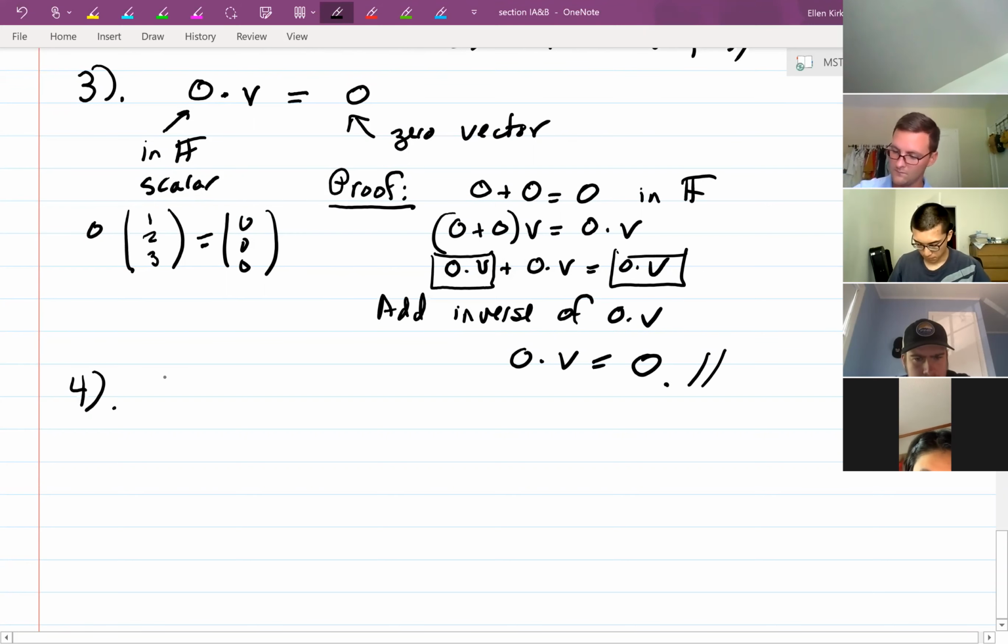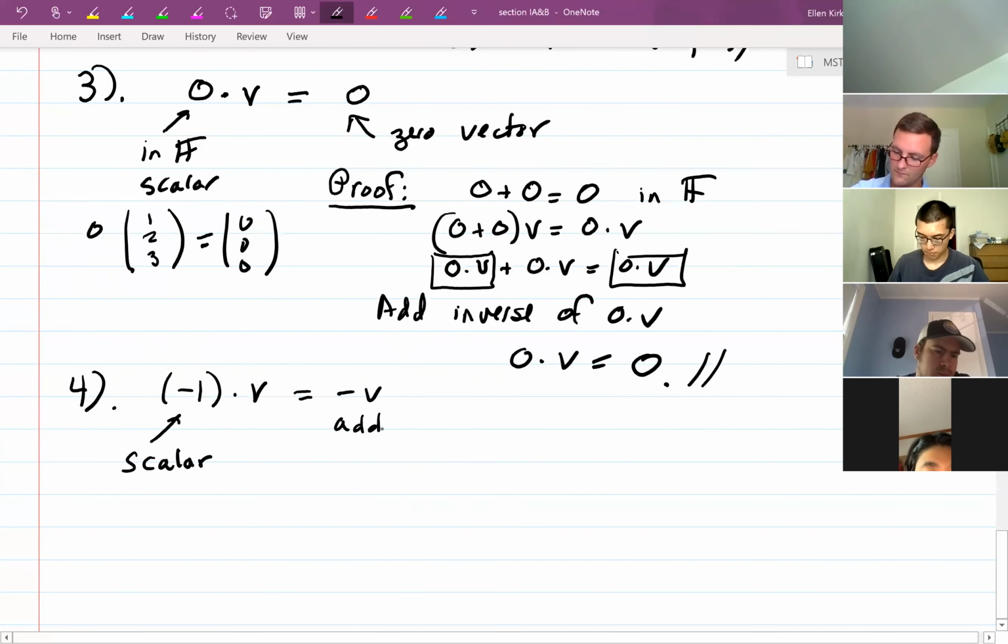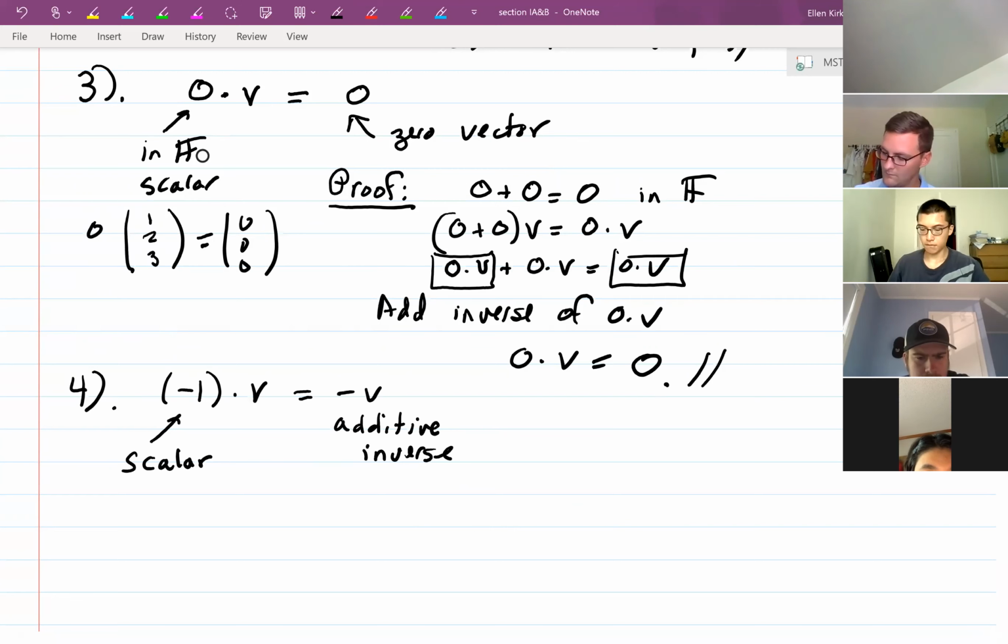is that -1 times V. So this is the scalar. And then this is the additive inverse. And both of these properties relate an additive property to a multiplicative property. And so you're going to need one of these distributive properties to prove it. That's what shows these play nice together. So here I've got a multiplicative property on the left-hand side of the equation and an additive property on the right-hand side of the equation.